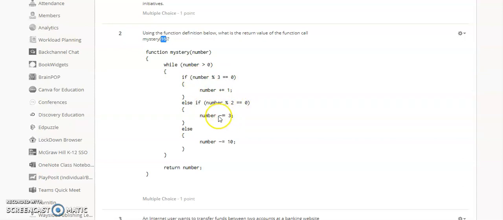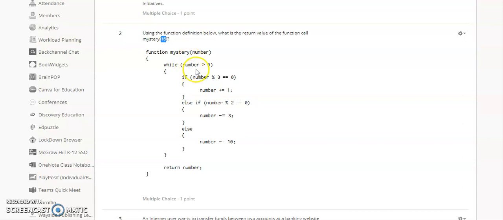So we will go ahead and subtract 3. My number is now the number 1. Come back up. Is 1 divisible by 3? No. Is 1 divisible by 2? No. Okay, I should subtract 10 from that number now. 1 minus 10 is negative 9.